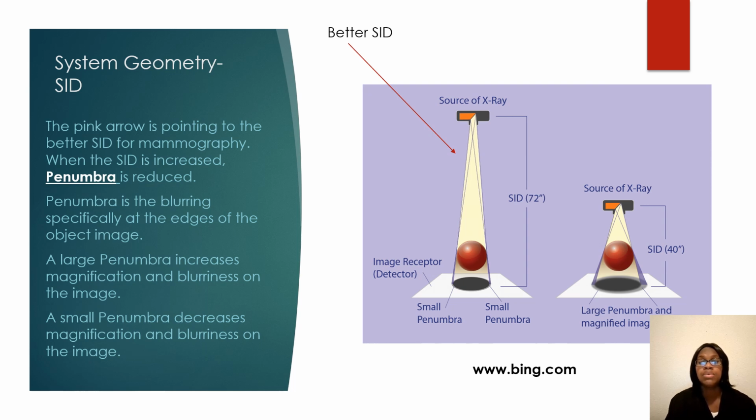That's what we want. We want the SID to be higher because penumbra is going to cause blurring at the edges of the image. So a large penumbra increases magnification and blurriness on the image. A small penumbra decreases magnification and blurriness on the image. So whenever you have a higher or larger SID range, the penumbra will be smaller, which is what we want to reduce any blurriness.